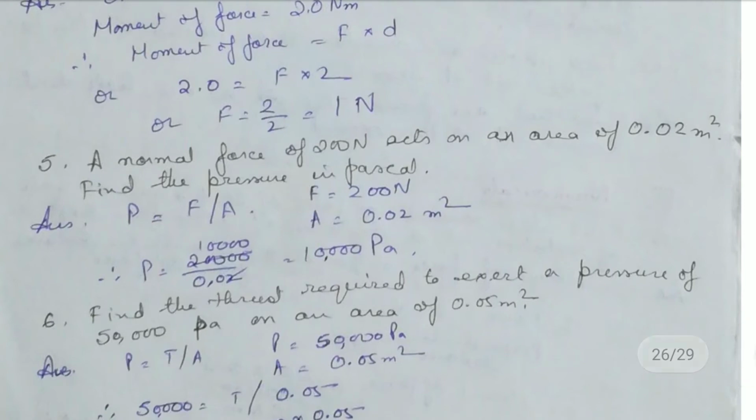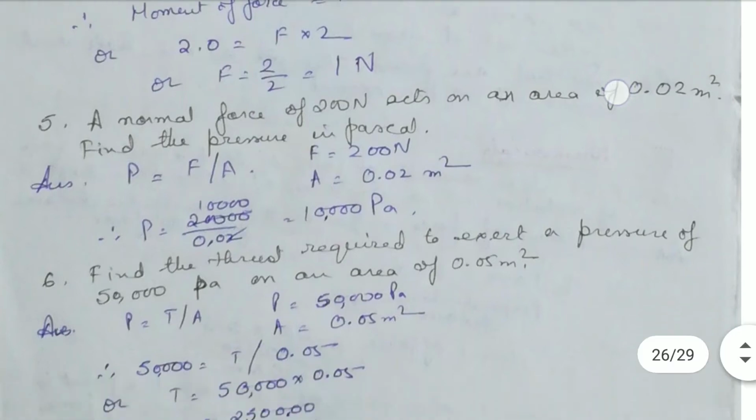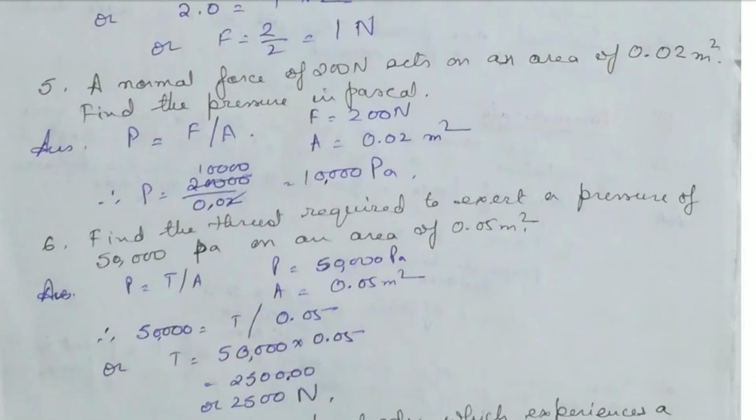Again, a normal force of 200 Newton acts on an area of 0.02 meter square. Find the pressure in pascals. Pressure will be force by area. So force given is 200 Newtons and area is given as 0.02 meter square. So this pressure will be 10,000 pascals.